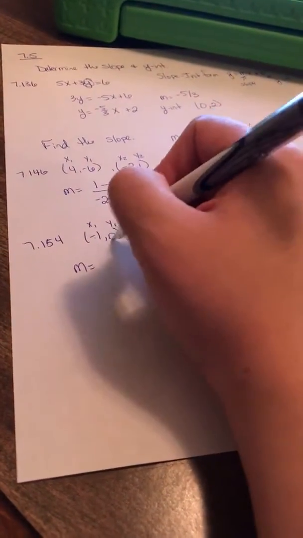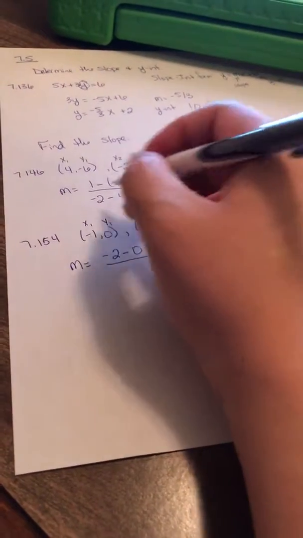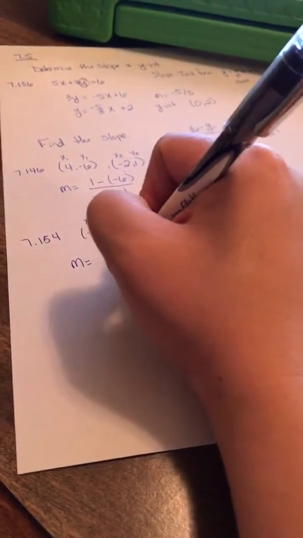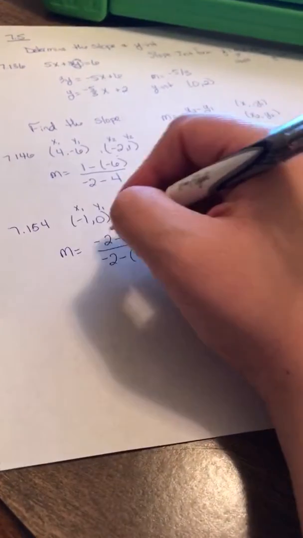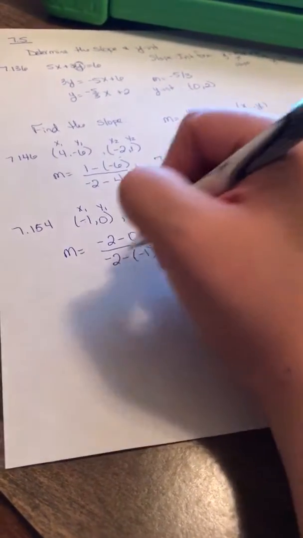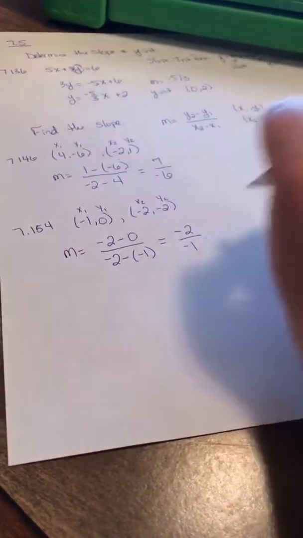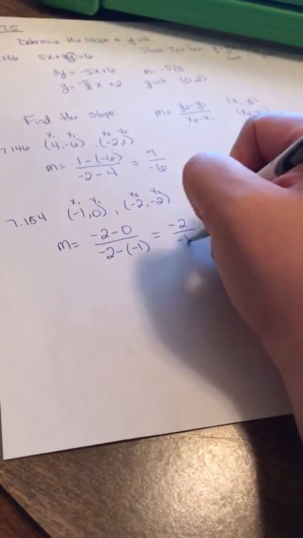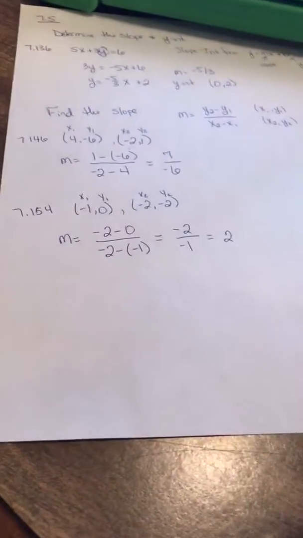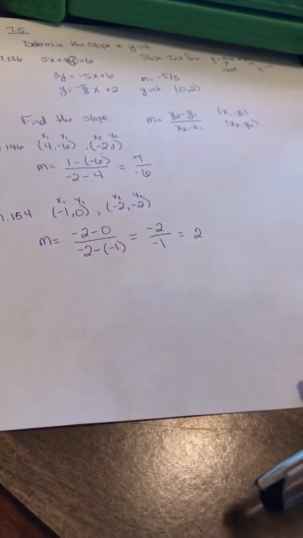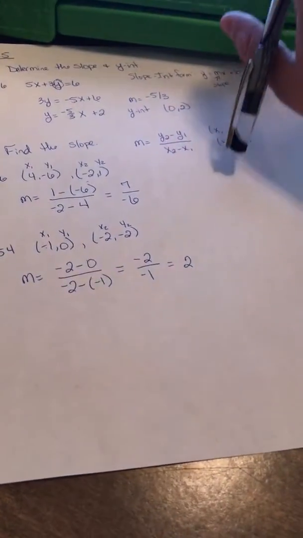So y2 minus y1, so I've got negative 2 minus 0 divided by x2 minus x1, so negative 2 minus negative 1. So negative 2 minus 0 is negative 2. Negative 2 minus negative 1 is negative 2 plus 1, which is negative 1. And then negative 2 divided by negative 1 is positive 2. So that slope is positive 2. So there's a couple examples on how to use the slope formula.